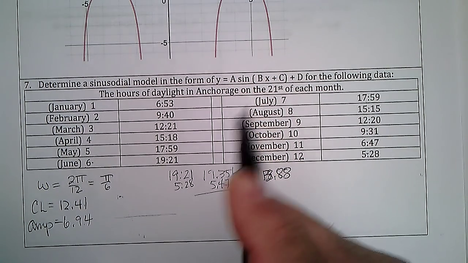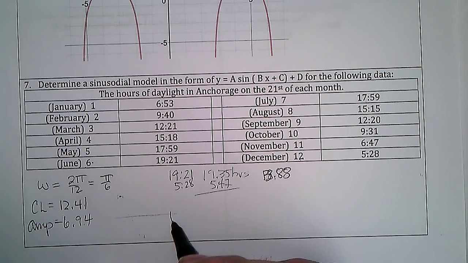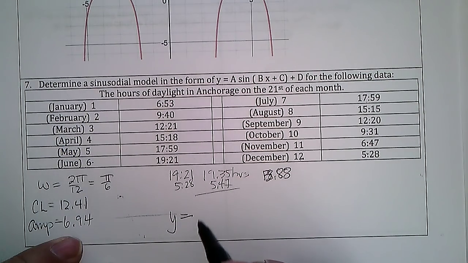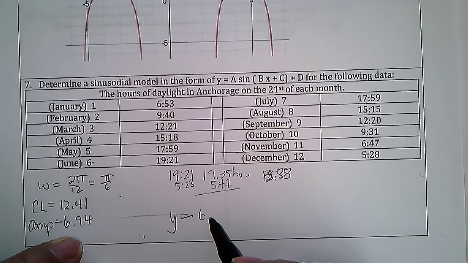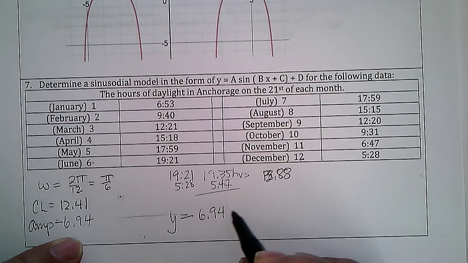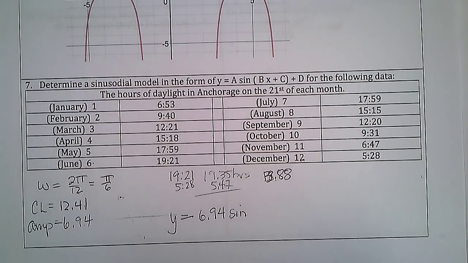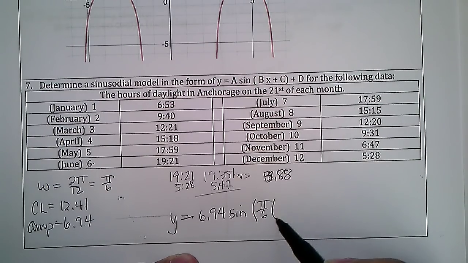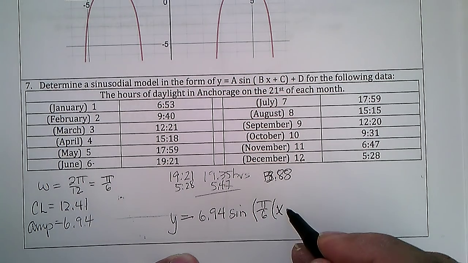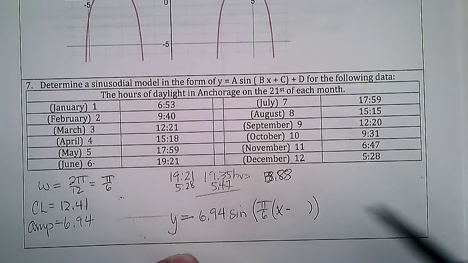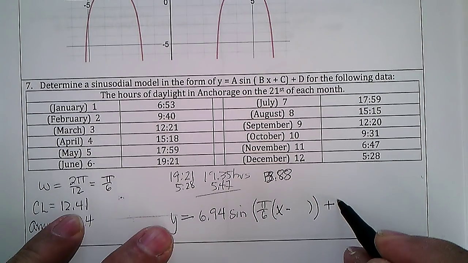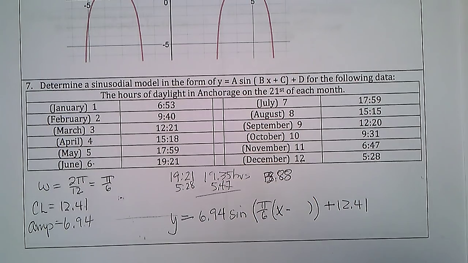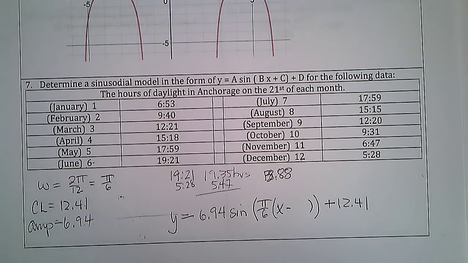So I'd have an equation. Y equals, we go with amplitude, 6.94 sine, and then we have pi over 6. And this is time or months or whatever, but I'll just leave it with an x. Minus or plus, we're going to have to shift this. Plus, the center line is 12.41.